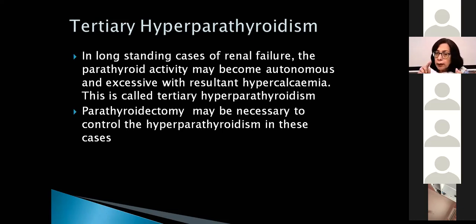So now it causes hypercalcemia. So in long-standing cases of renal failure, the gland becomes autonomous, excessively secreting the hormone, which results in hypercalcemia. The hypercalcemia is not bringing the PTH to normal. So there is hypercalcemia, there is increased PTH. This is called tertiary hyperparathyroidism.